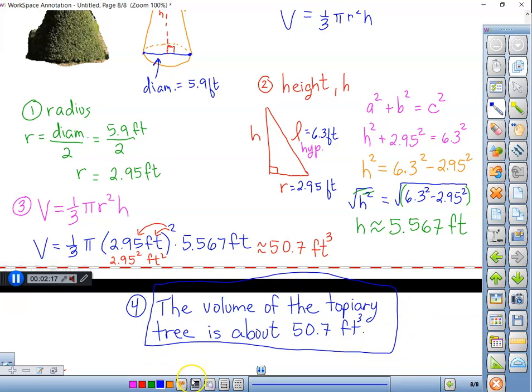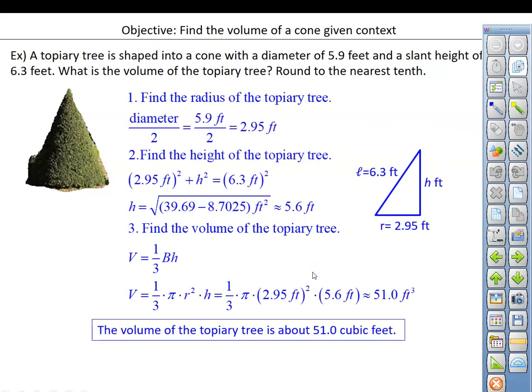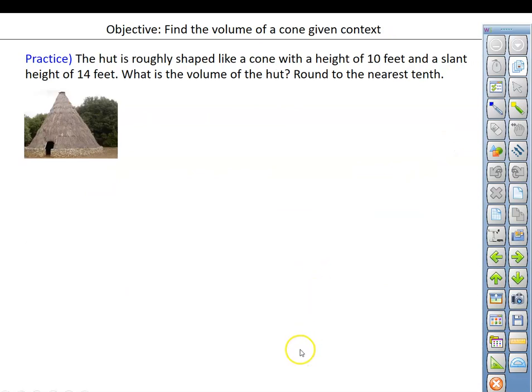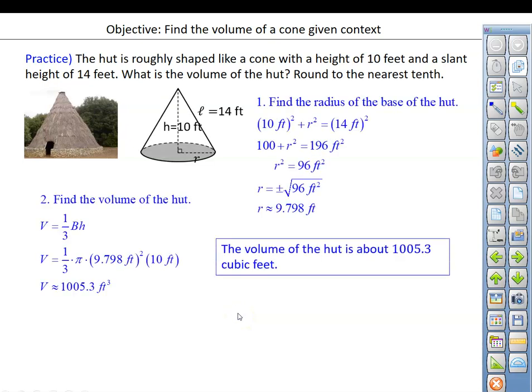Alright, we are now going to look at the next problem, which is a practice problem. Give that one a try. Alright, you had some time now to finish this practice problem. Here is the result. You should have determined that the volume of the hut is about 1005.3 cubic feet.